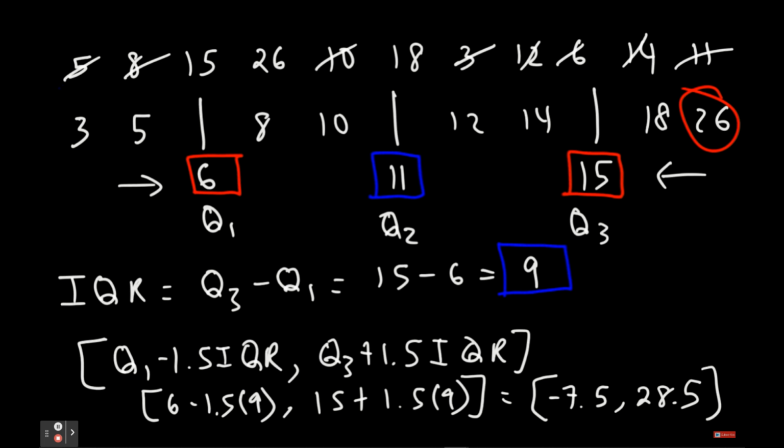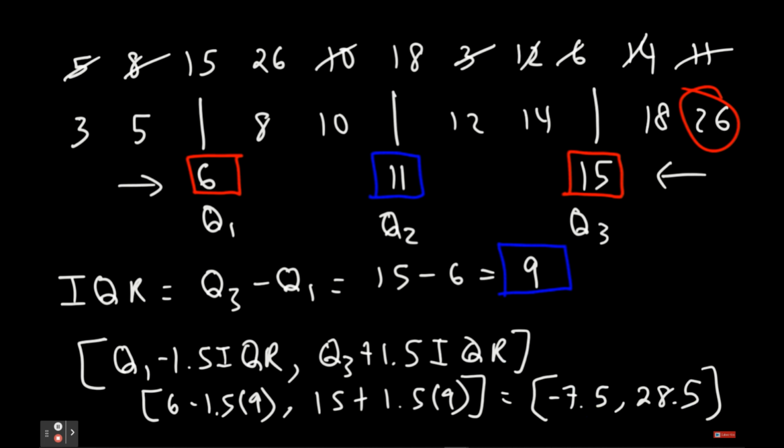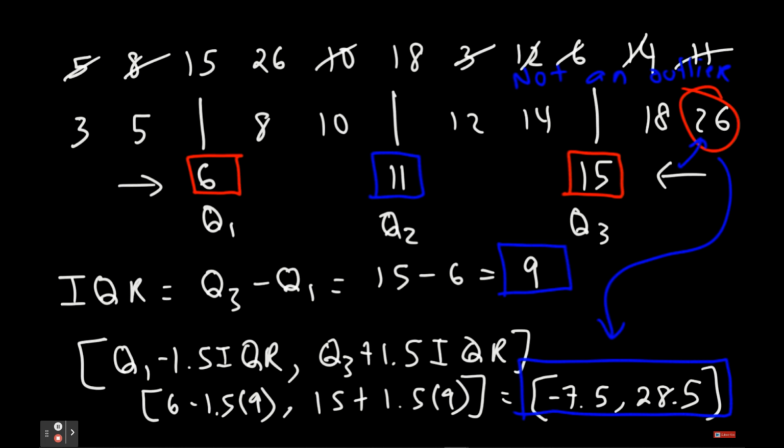Now, an outlier will be any number in this list that is not in this range, or that is outside of that range. So is 26 outside of this range? 26 is in this range. So therefore, 26 is not an outlier. Now, let's say if this was 29, then it would be an outlier.